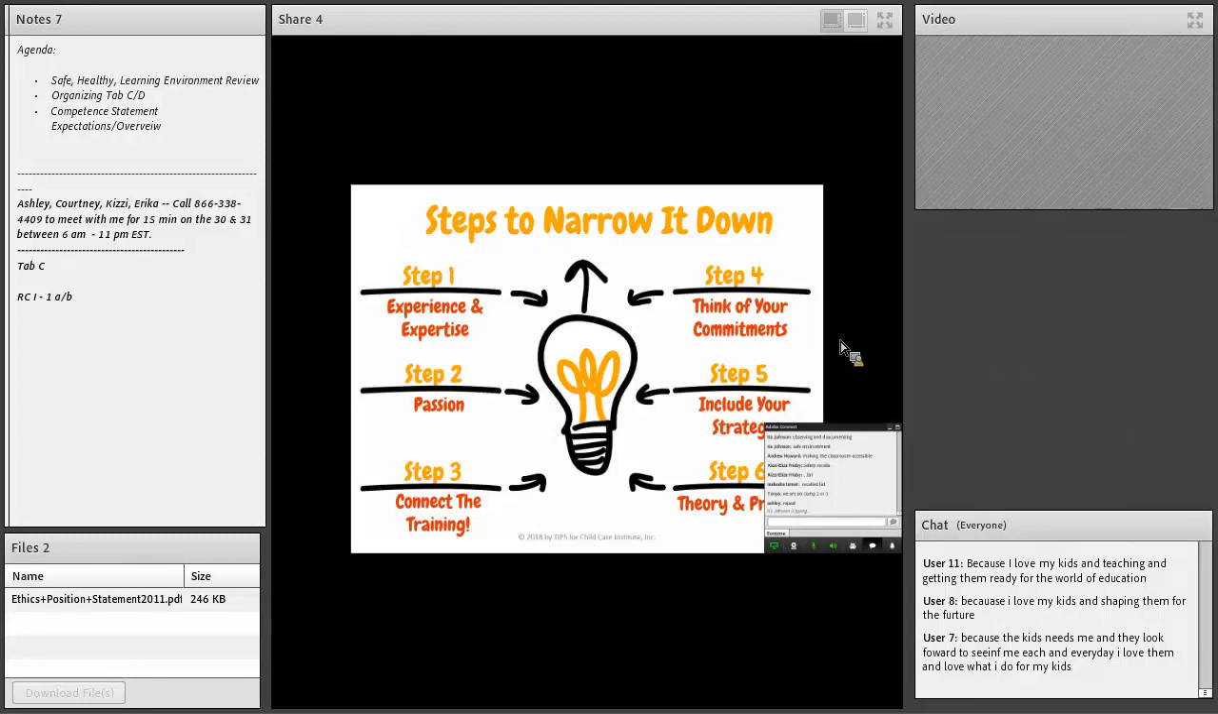You're committed to the learning environment. What are the steps and things that you're taking to commit to that learning environment? What does your commitment look like? What does it sound like?